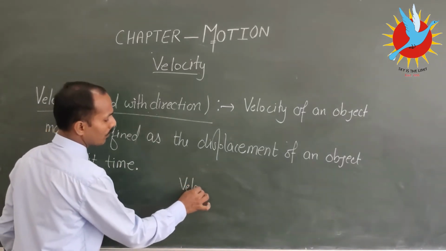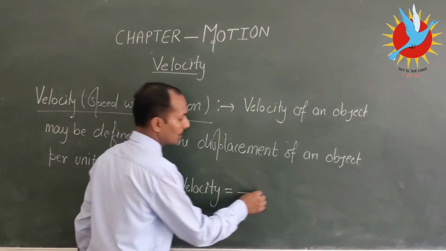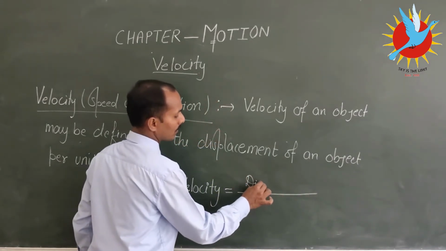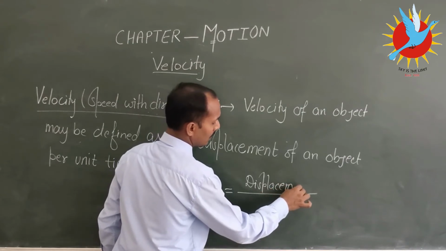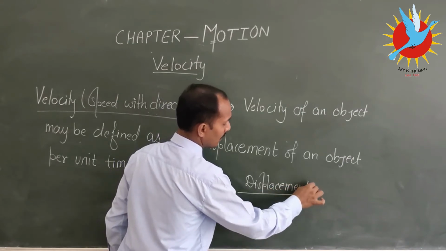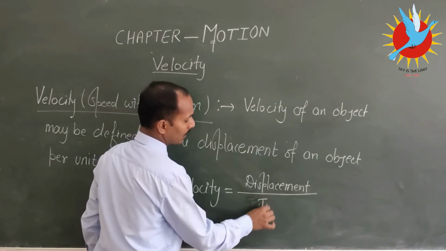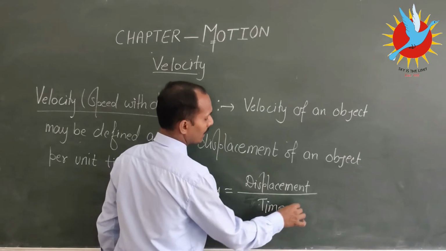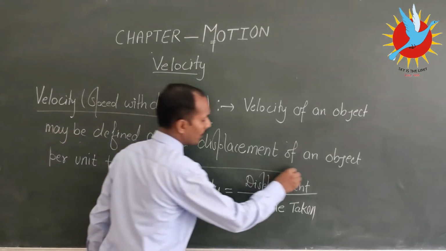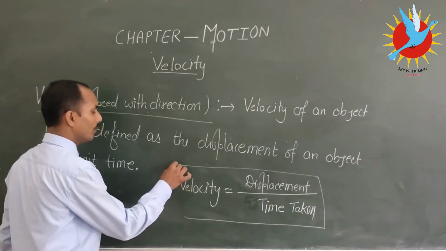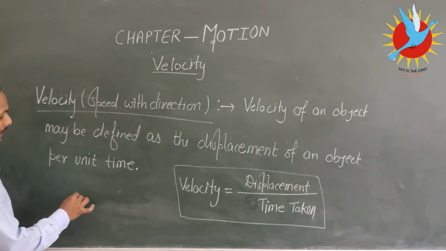Velocity of an object is equal to displacement divided by time taken. Okay, time taken. So this is the formula of velocity.